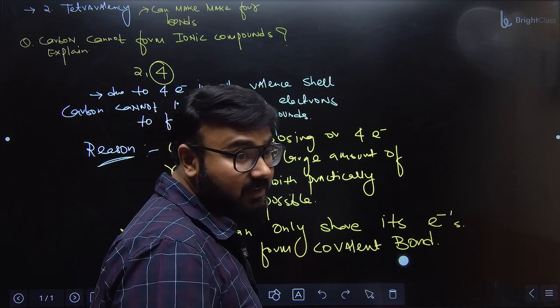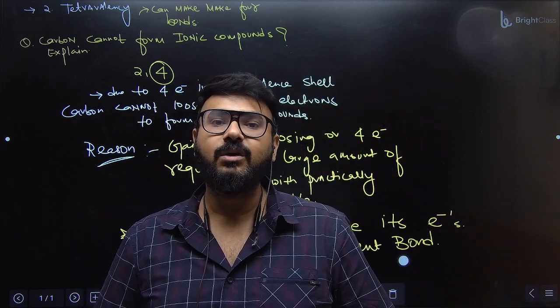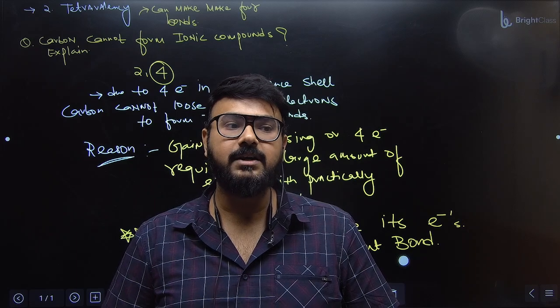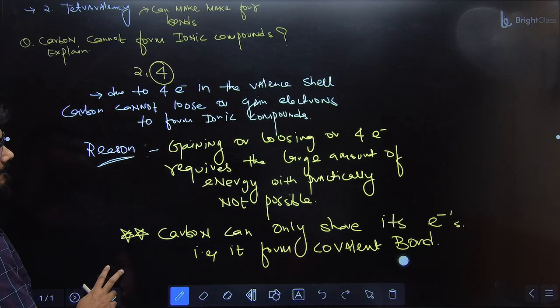See, when it is between metal and non-metal, it's ionic. When it's between non-metals, it's called covalent. And when it's between metals, it's called metallic. Clear? Simple? Okay.